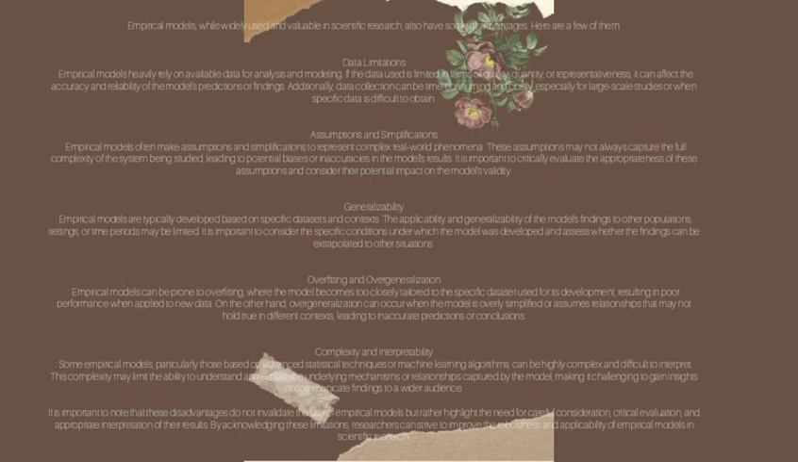Second, assumptions and simplifications. Empirical models often make assumptions and simplifications to represent complex and broad phenomena. These assumptions may not always capture the full complexity of the system being studied, leading to potential biases or inaccuracies in the model's results. So it is important to critically evaluate the appropriateness of these assumptions and consider the potential effect on the model's validity.